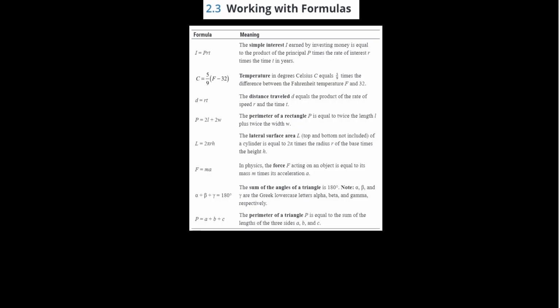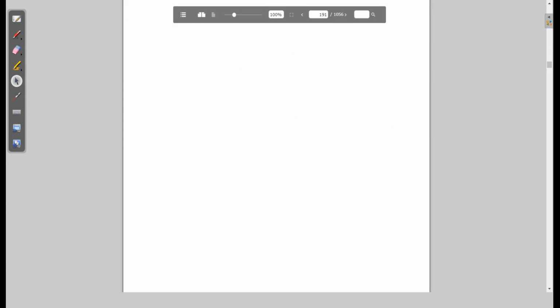Okay, and let's see, pretty sure we're going to start off with an example about simple interest, but the interest formula being up here first. The simple interest I earned by investing money is equal to the product of the principal P times the rate of interest R times the time t in years. Okay, so it's just going to be interest equals principal times rate times time. Okay, and we'll just hit these one at a time. So let's go ahead and again hit example one.